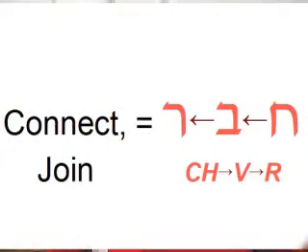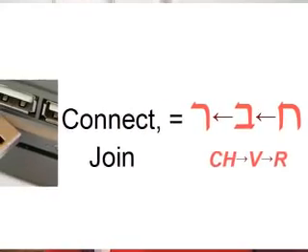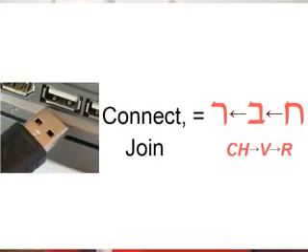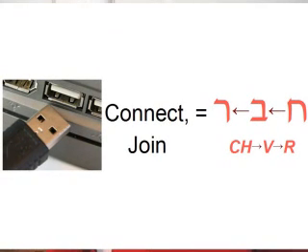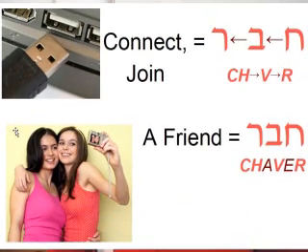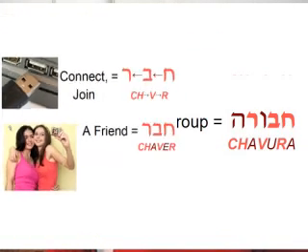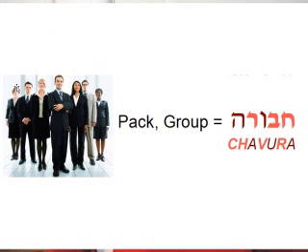Another example is the root Chavar, or Chabar, which means to connect or join. This root can be found as a verb in different forms, but it can also be found in the word Chaver, a friend. A friend is someone close that you are connected to. The word Chavura means company or group. A few people joined together.